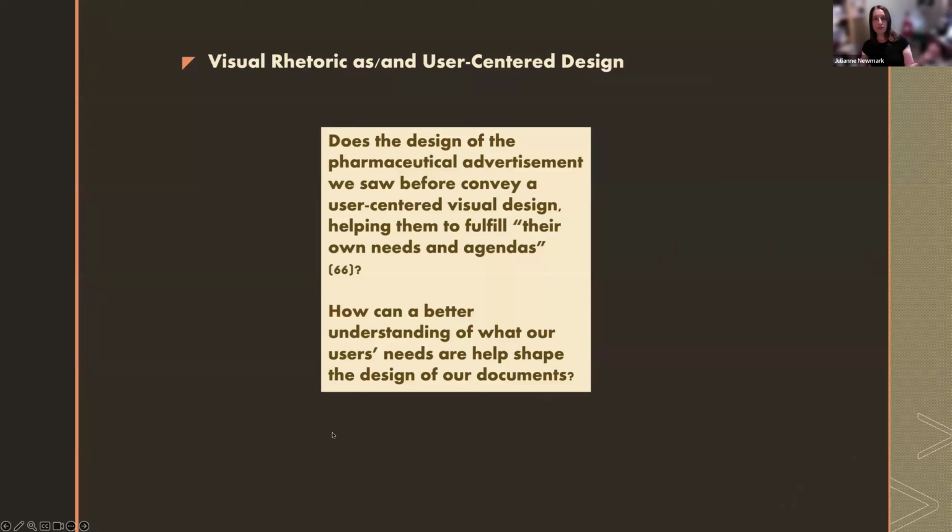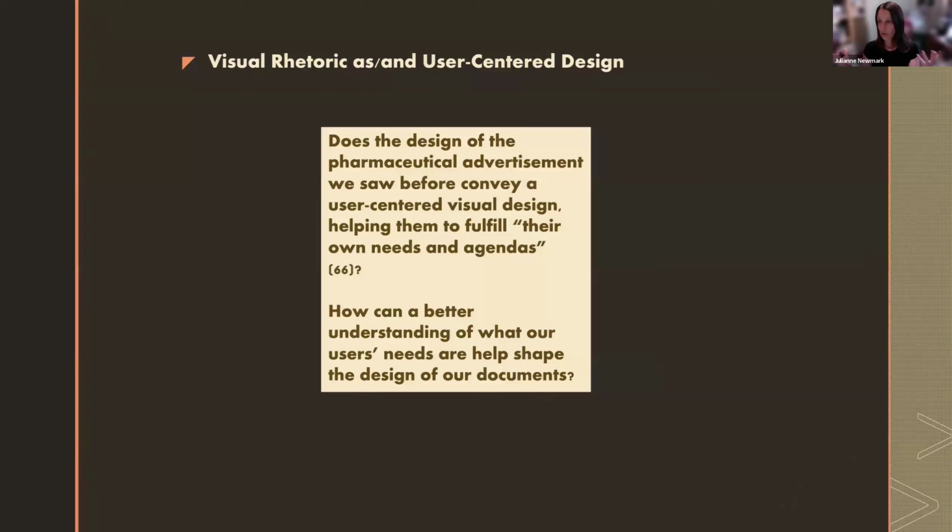So does the design of the pharmaceutical advertisement we saw before convey a user-centered visual design, helping the user to fulfill their own needs and agendas? Well, I think there's a bit of friction around that. And there's a whole debate around pharmaceutical advertisements to begin with. But if we think about other documents, is the design user-centered? And how do user-centeredness and persuasive rhetoric within visual information cooperate or conflict with each other?